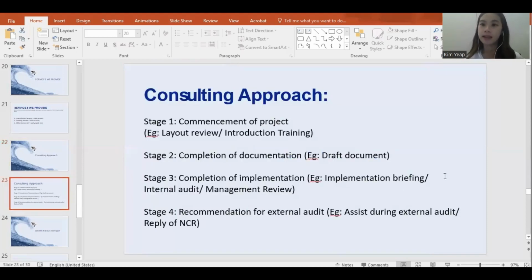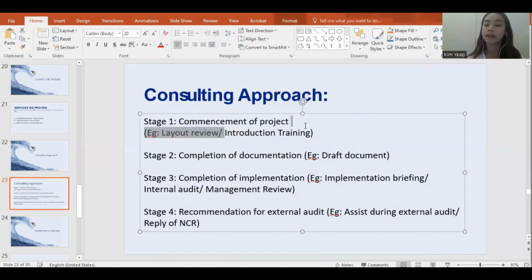This is actually the approach. We make it into four stages. The first stage is usually called the commencement of the project. Commencement means the starting of the project. So stage 1 is the kickstart of the project. During stage 1, the commencement of the project, it will usually start with an introduction training. We'll skip this part first. Let's talk about introduction training.